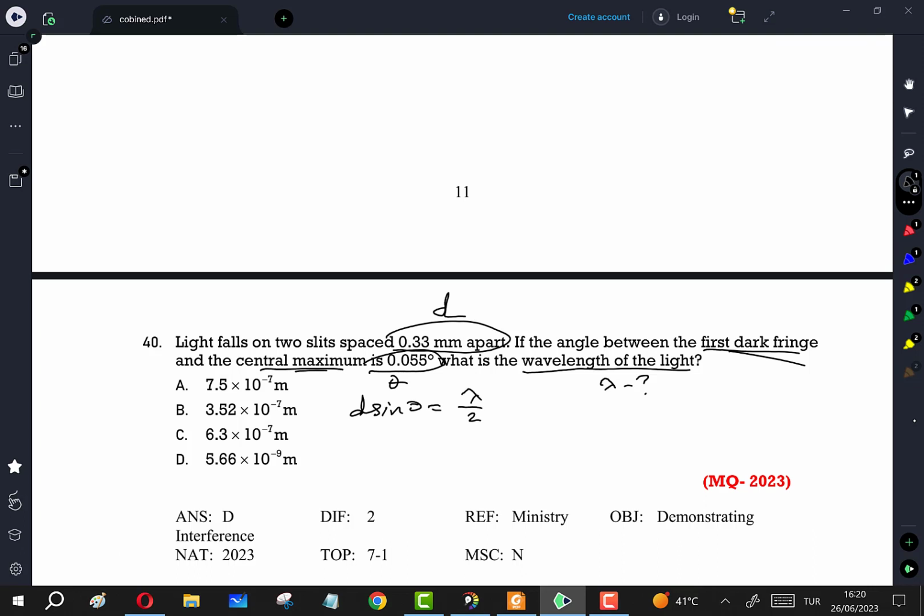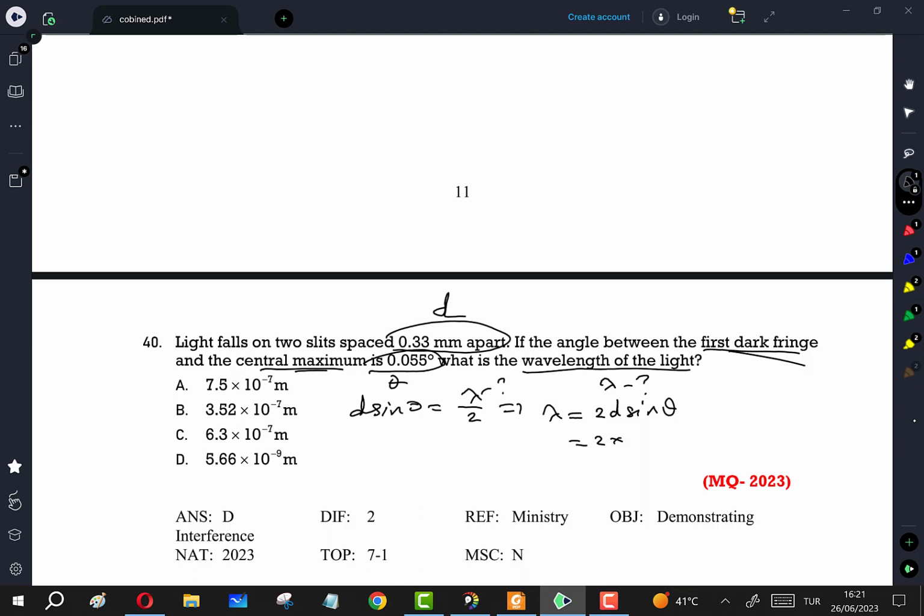Half lambda, so in this case it becomes dark. If the path length difference is 0, central bright; 1 lambda, first bright; but 0.5, first dark; 1.5, second dark; 2.5, third dark, and it goes on like this. Here it is lambda over 2, so we will find lambda. Lambda is going to be 2d sine theta.